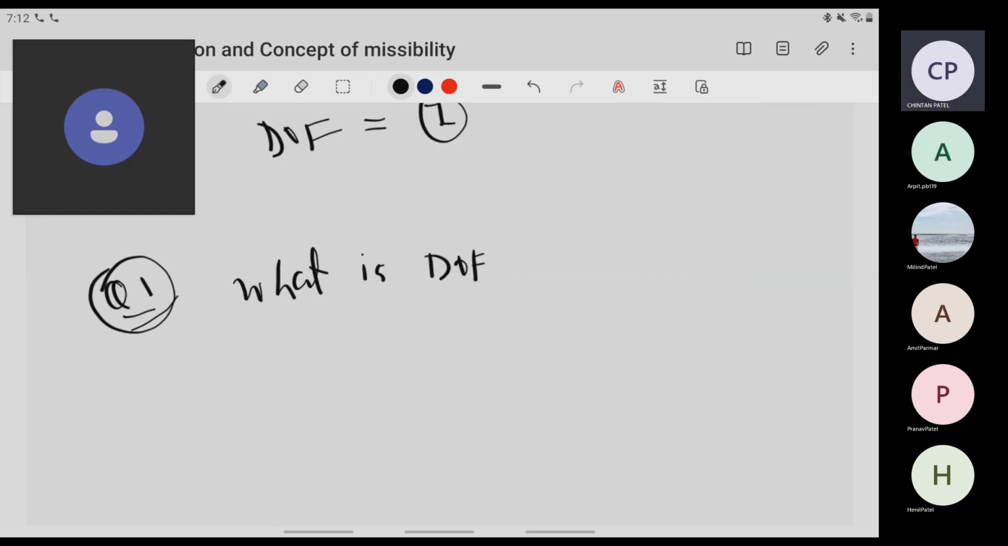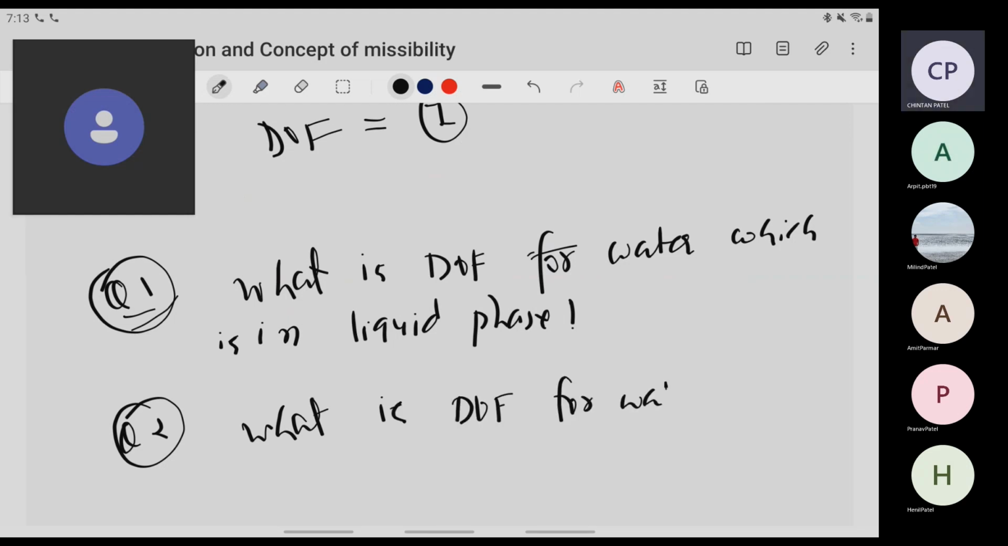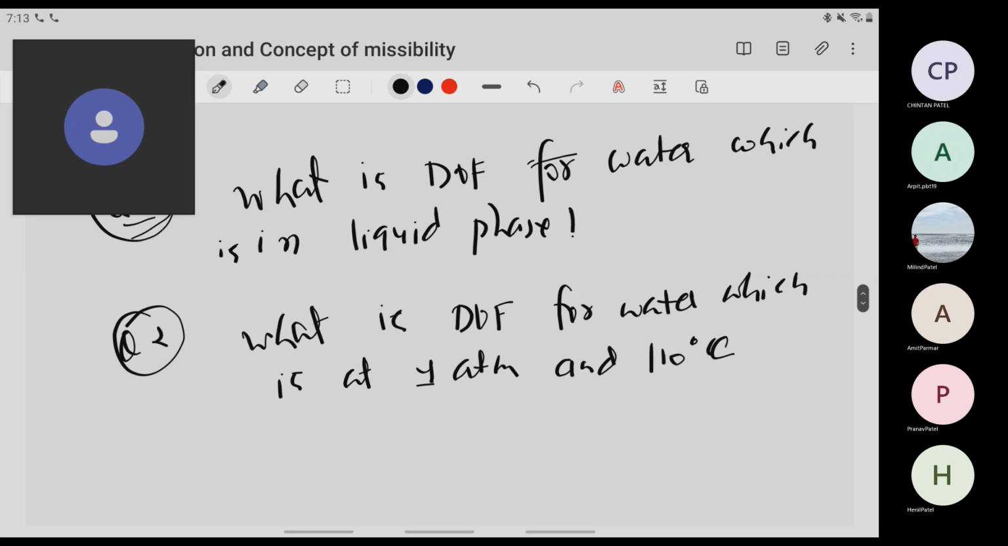What is the degree of freedom for water which is in the liquid phase? And question 2, what is the degree of freedom for water which is at 1 atm and 110 degrees Celsius? Okay, give me the quick answer for these two questions. Definitely in gas phase. Just give me the quick answer for these two. You can answer as per the formula also.